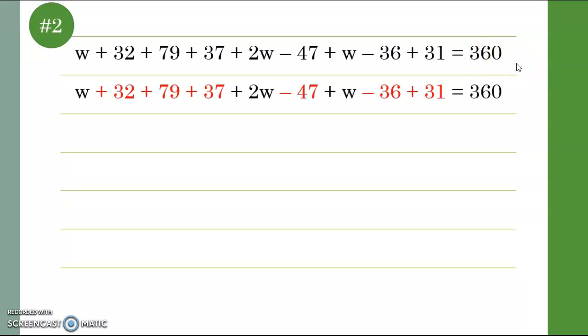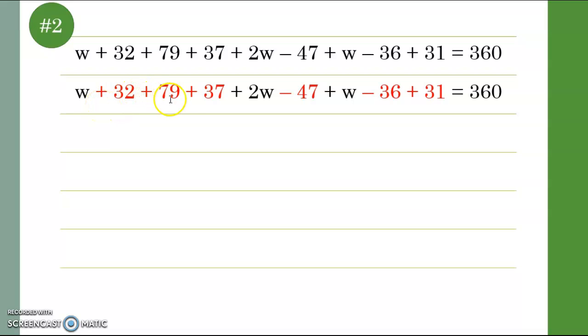Okay, so first thing we're going to do, just like with the previous problem, is we're going to highlight all of our terms that are just numbers. They don't have a variable attached to them. So I've highlighted them in red here. So I'm highlighting the 32, but notice that I'm also highlighting the addition symbol that is just to the left of the 32. That goes with the 32. That tells me this is positive 32. It's 32 being added to this expression.